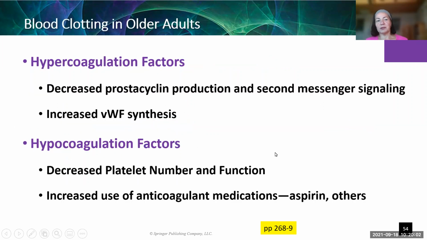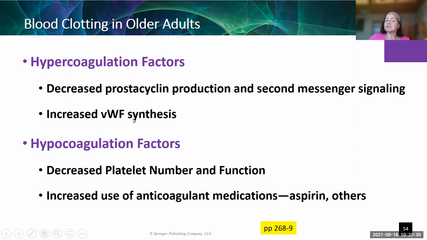And now let's talk about blood clotting in older adults. There's both kinds of problems. Some patients will have hypercoagulation problems. Other patients will have hypocoagulation problems. Let's take a look. Hypercoagulation, why does it happen? That means they're clotting more. So the healthy tissue that's supposed to be telling the platelets do not aggregate here, don't collect, some of that signaling is decreased. And so the platelets will adhere.